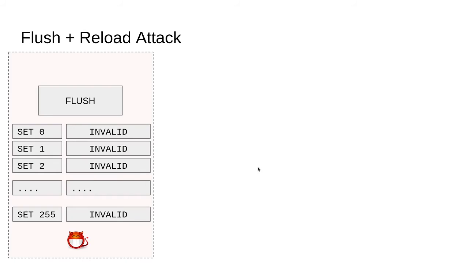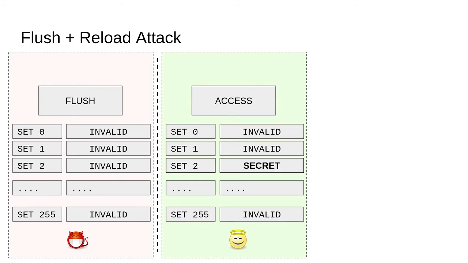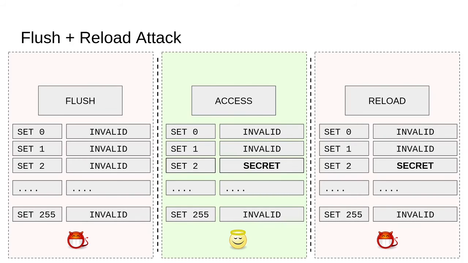For the Flush+Reload attack, the attacker first invalidates all the cache sets using the CLFLUSH instruction and then allows the victim to access one of the locations which is used for the secret. At the third stage, the reload stage, the attacker then again accesses all the locations of the cache. However, he or she will have only the secret location as a cache hit. All the other locations will be misses since they were invalidated previously.